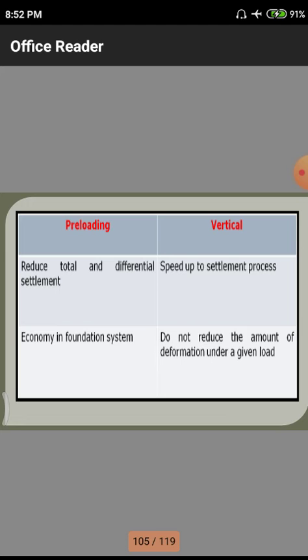Next one, they do not reduce the amount of deformation under a given load. That means vertical drains don't give any reduction in the amount of deformation under a given load. These vertical drains have only flow properties. That means they let the water flow in a particular manner.